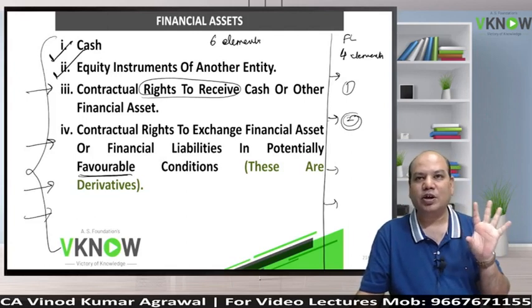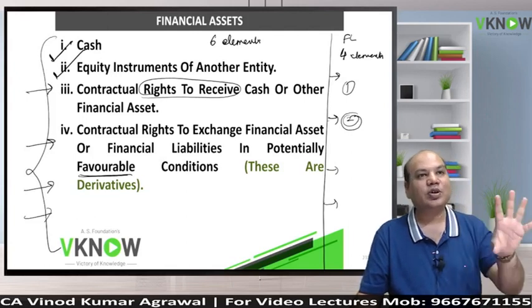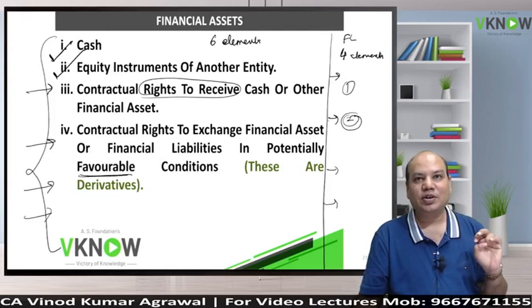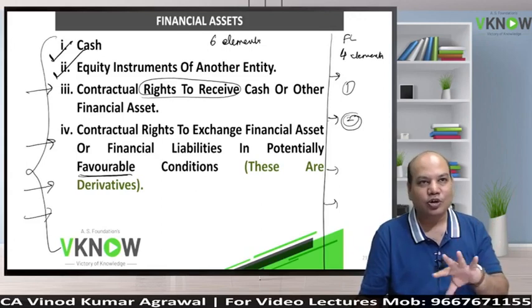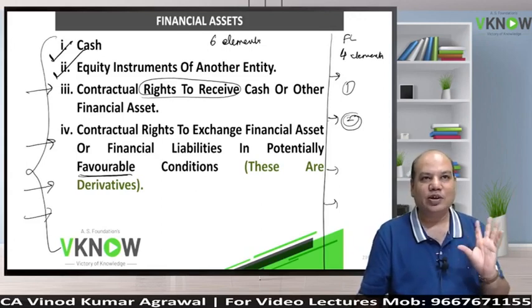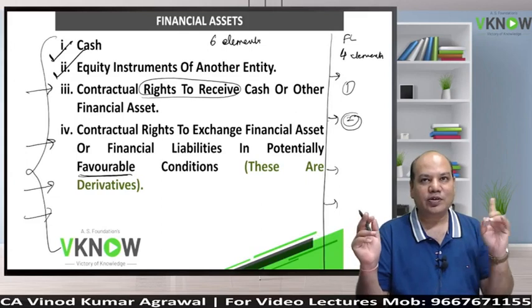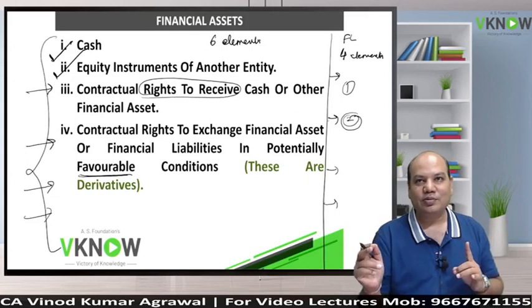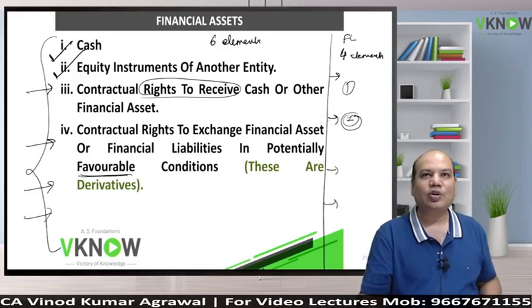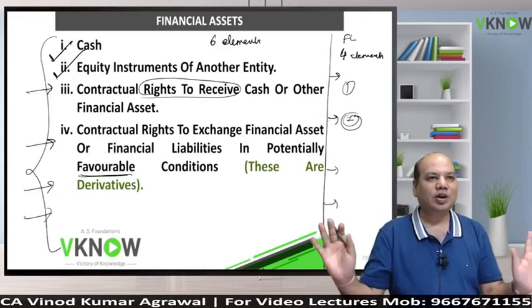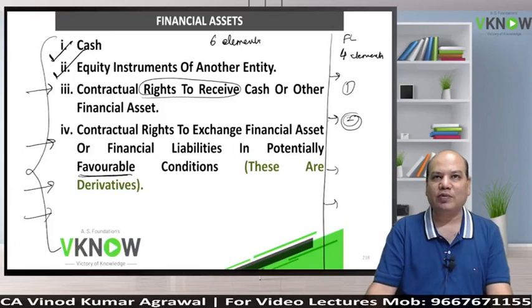All of you have studied that a derivative is a zero-sum game. One party gains, one party loses. The loss is equal to the gain. Hence zero-sum game, but there is a winner and there is a loser. So the winner will call it a financial asset, the loser will call it a financial liability. That is how you will interpret a derivative.